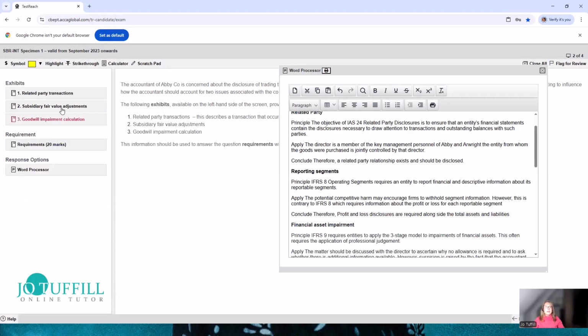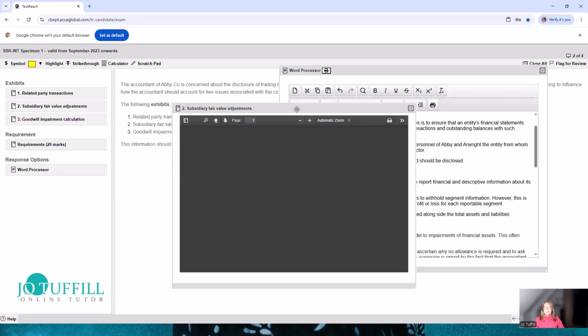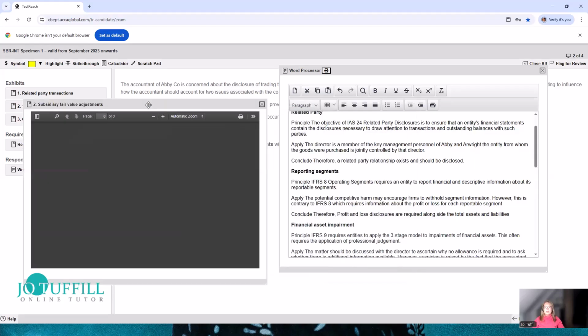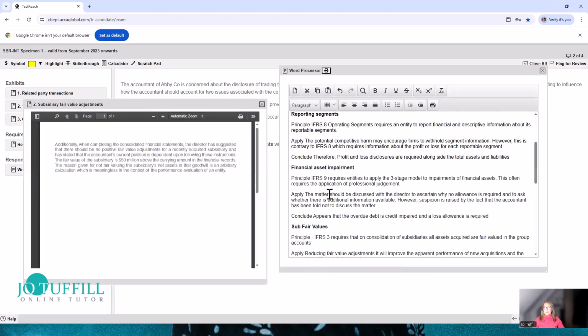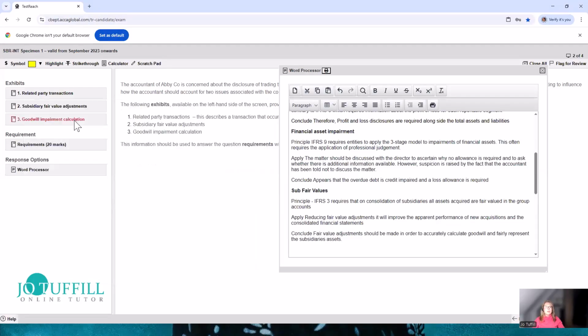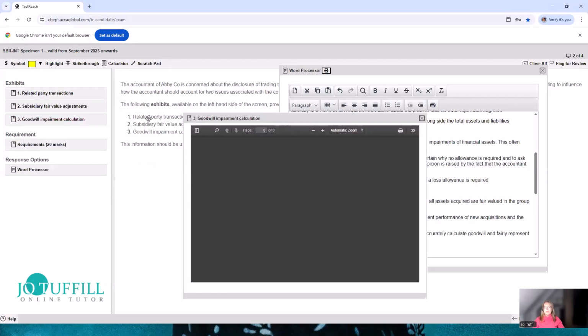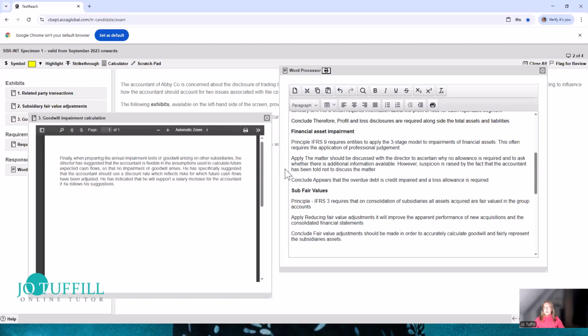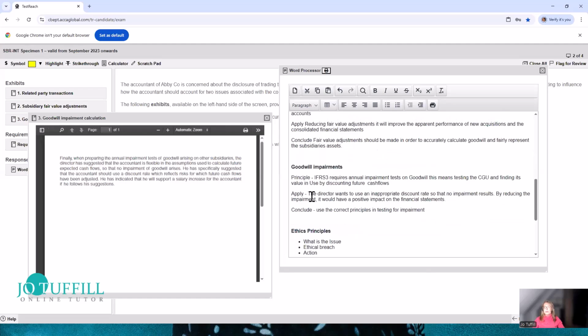You then get the other exhibit up, and of course you call it subsidiaries fair value adjustments, and therefore I've done a heading subs fair values. And again, it's a very short scenario in here, so you don't want to spend too much time, 2 marks maximum to get from this area. Pick up the final one, Goodwill impairment calculation. Again, that would be your subheading, principle, apply, conclude.